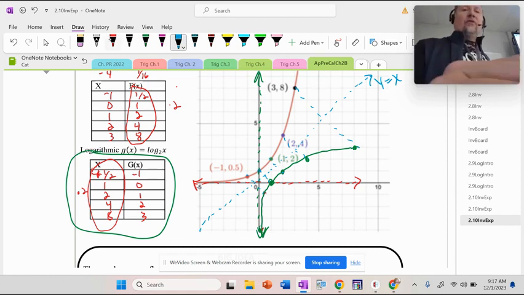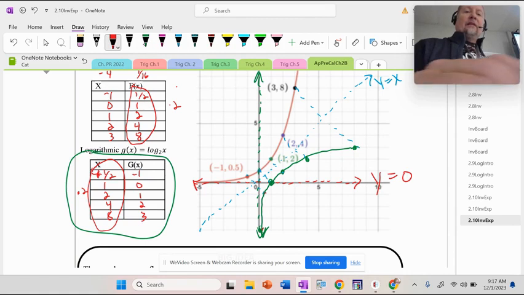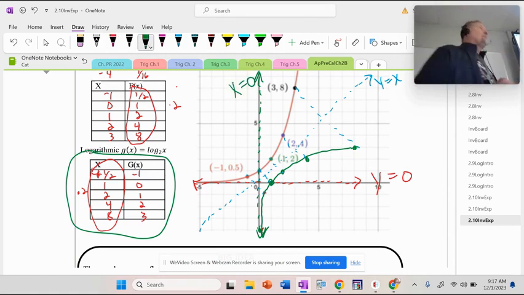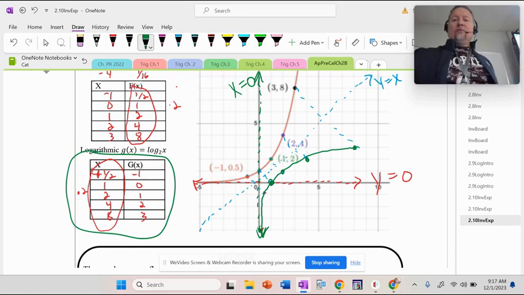One more thing you should write for the exponential: this is a horizontal asymptote. That's y equals 0. For the logarithm, x equals 0 is the asymptote. So the x-axis is y equals 0, and the y-axis is x equals 0. It's almost an inverted relationship.